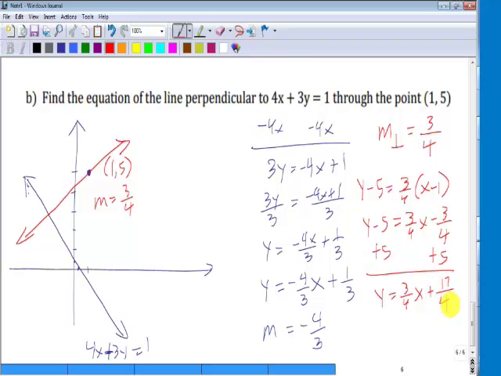3/4 x plus 17/4. Yep, that looks like about 1, 2, 3, 4, and 1/4 right there for the y-intercept. So a decent picture, way better picture for this one than for the previous one.